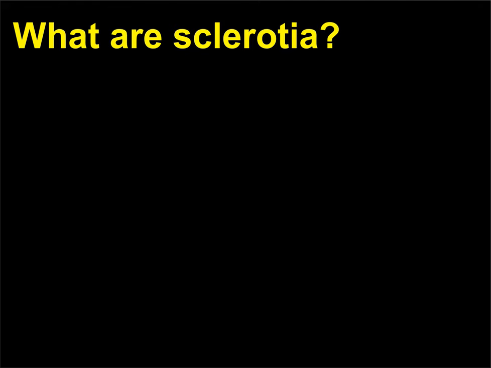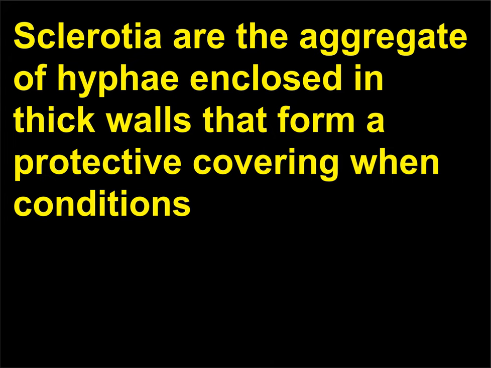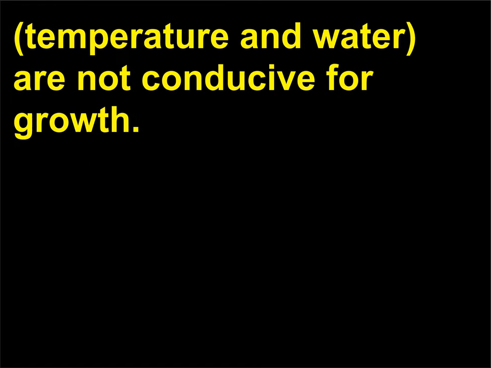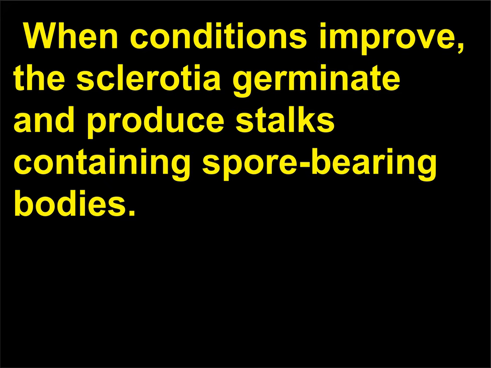What are sclerotia? Sclerotia are the aggregate of hyphae enclosed in thick walls that form a protective covering when conditions, temperature and water, are not conducive for growth. When conditions improve, the sclerotia germinate and produce stalks containing spore-bearing bodies.